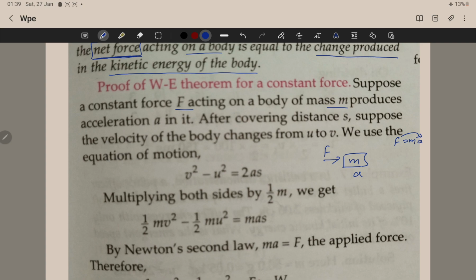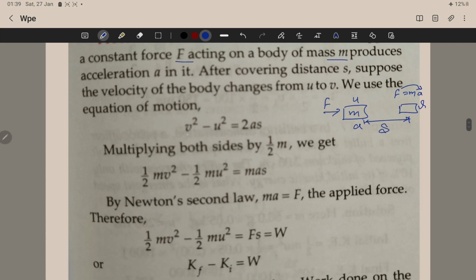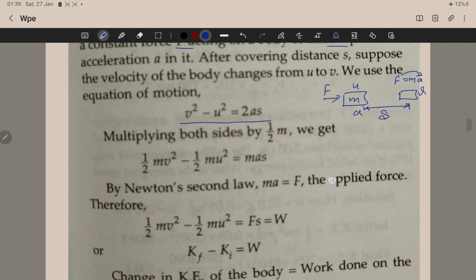After covering some displacement s, from this position to this position, suppose the velocity of the body is initially u, and at this position the velocity changes from u to v. So we can use this equation of motion: v square minus u square is equal to 2as.